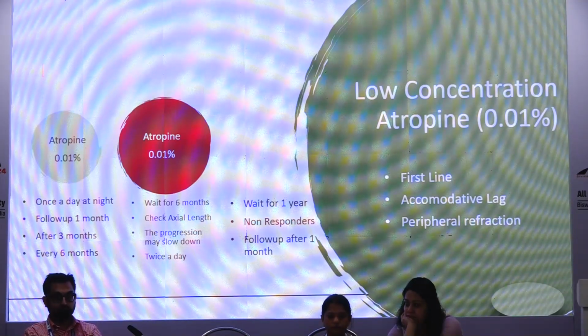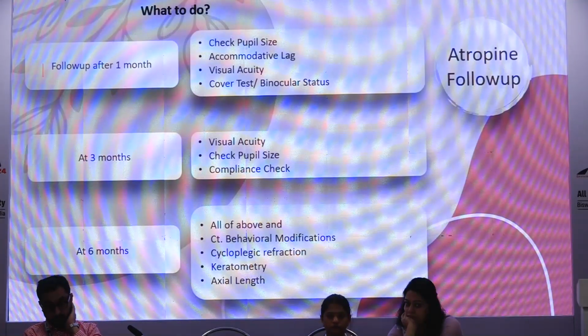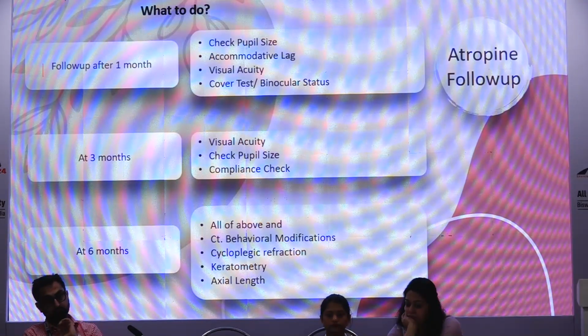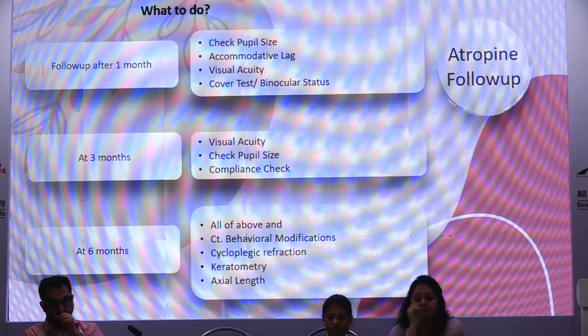After a month, once we prescribe them drops, we want to see whether there is any increase in pupil size or not. We check their accommodative lag. We look for any binocular abnormality. We do the cover test after giving 0.01%. There have been cases reported where patients have developed esophoria post 0.01% because it suspends the accommodation subnormally. Not really, it completely removes accommodation.